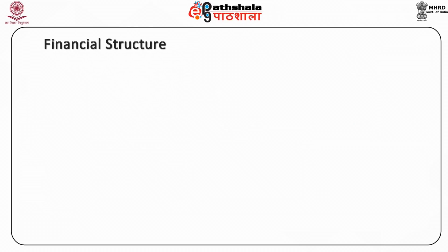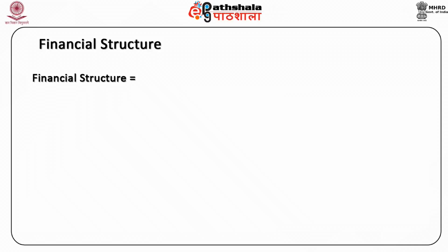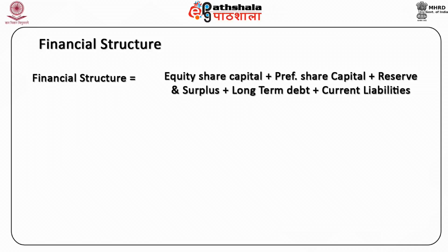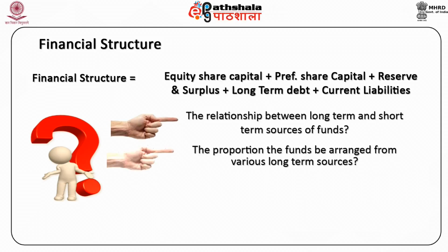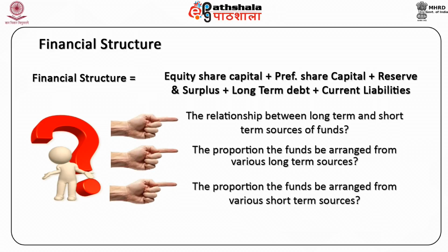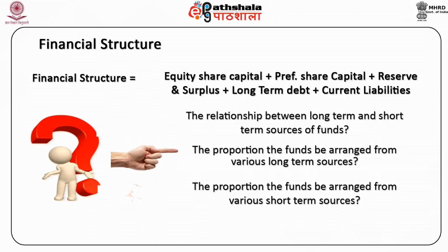Financial structure is the combination of all fund sources that appear on the liability side of the balance sheet. Financial structure is equal to equity share capital plus preference share capital plus reserves and surplus plus long-term debt plus current liabilities. While designing financial structure, the following questions matter. What should be the relationship between long-term and short-term sources of funds? In what proportion should funds be arranged from various long-term sources? In what proportion should funds be arranged from various short-term sources?